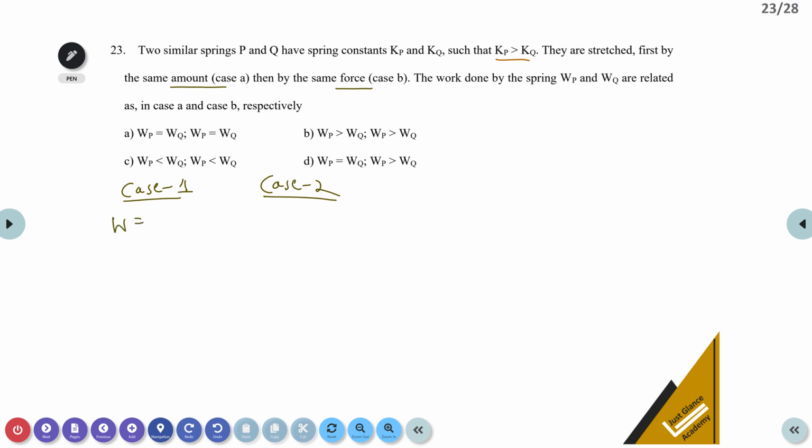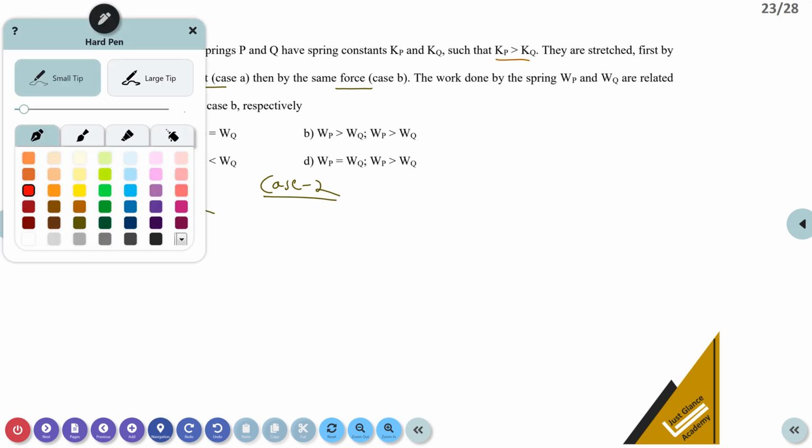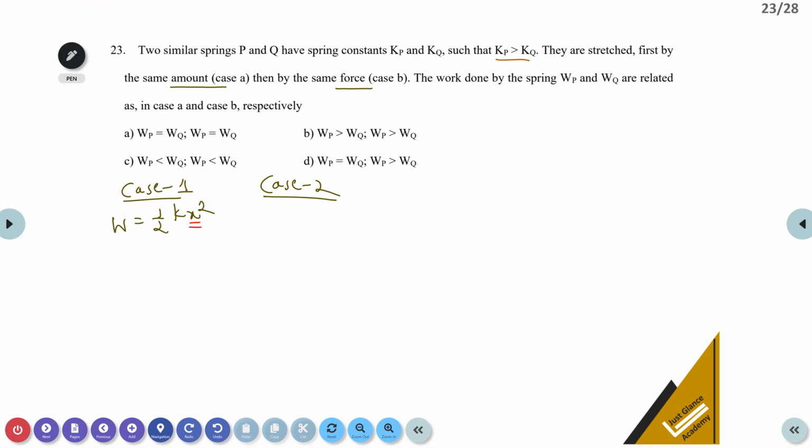We know that W equals half K x square. In this problem x is the same, so W is directly proportional to K. Since the first spring constant is more than the second, WP is greater than WQ, because KP is greater than KQ. Clear? This is the first part.